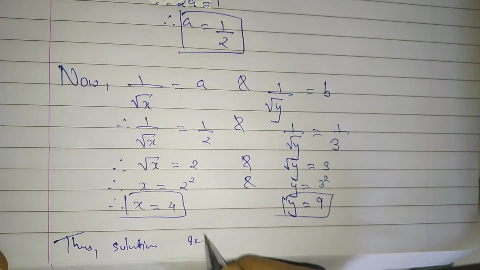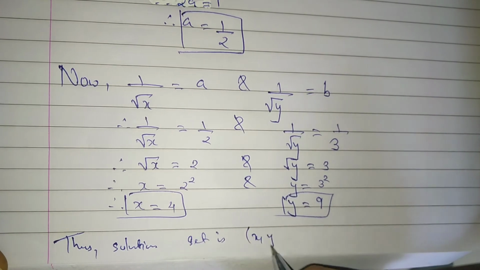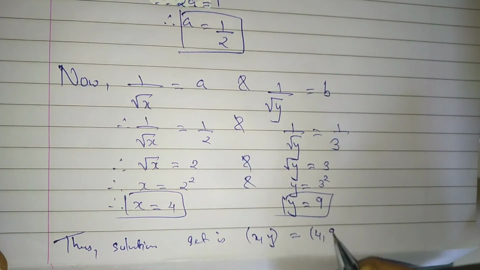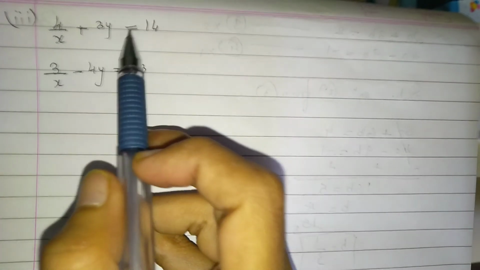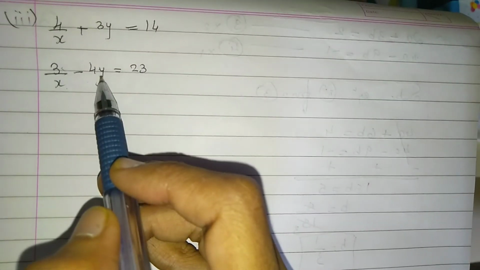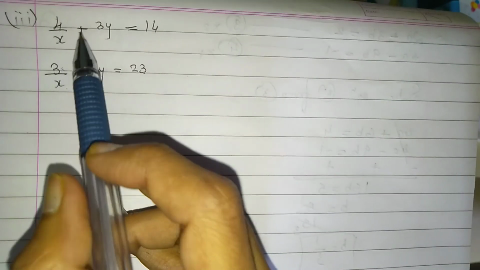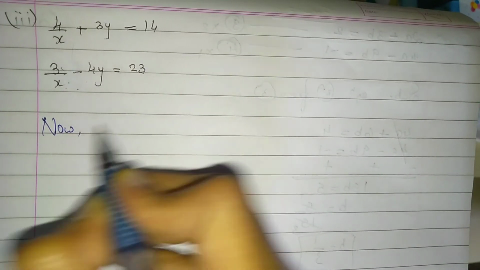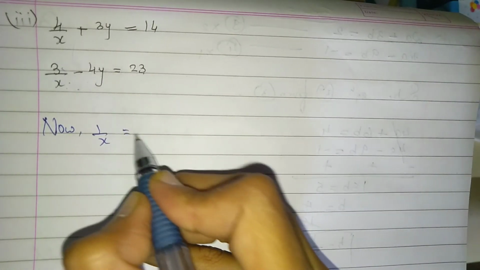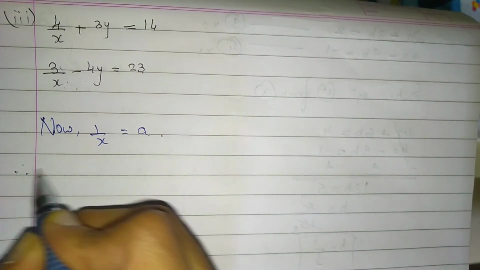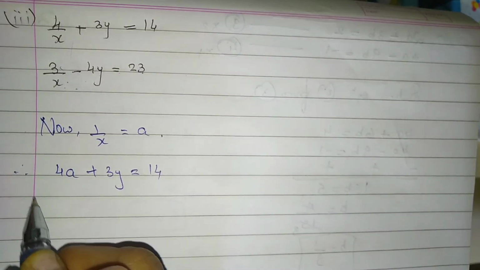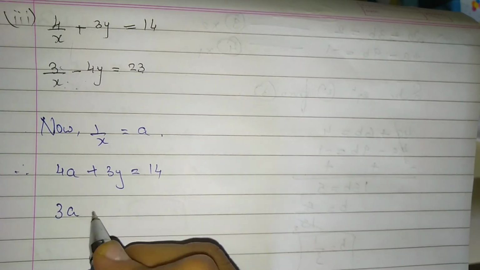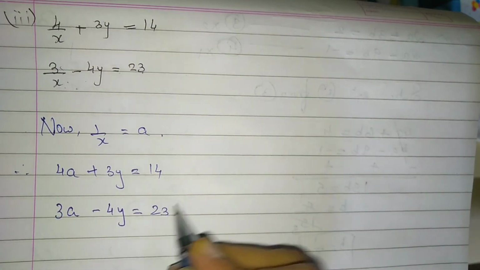Thus the solution set is x, y equal to 4 and 9. Now the third one: 4 upon x plus 3 upon y equal to 14, and 3 upon x minus 4 upon y equal to 23. Now we only have to suppose 1 upon x as a, equal to a. Therefore 4a plus 3y equal to 14 and 3a minus 4y equal to 23.